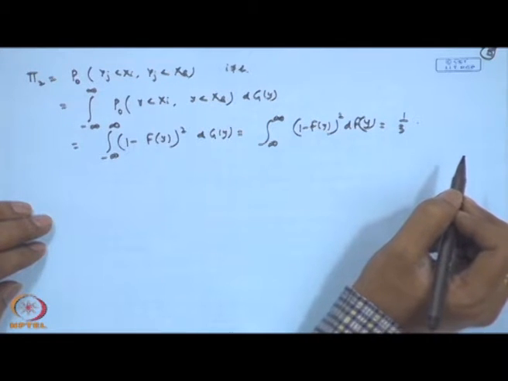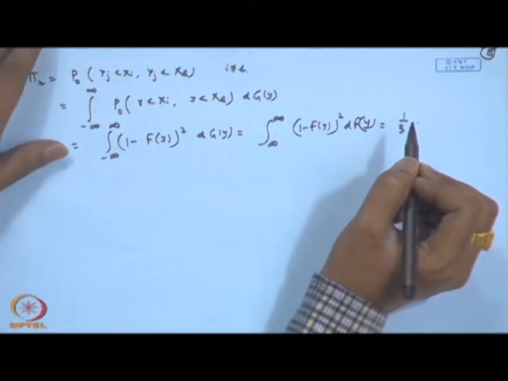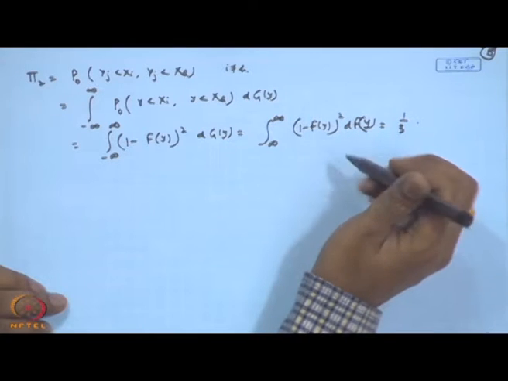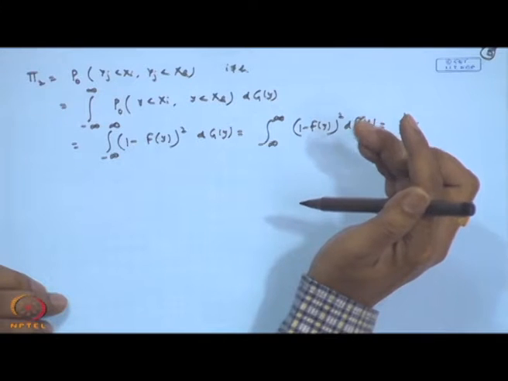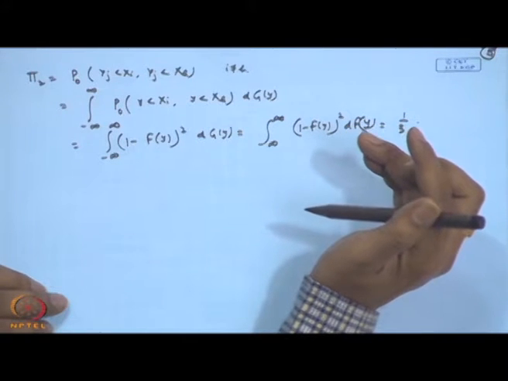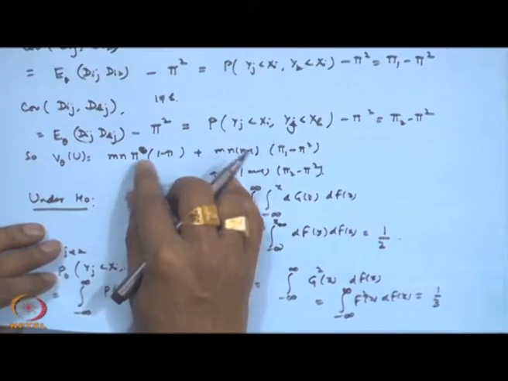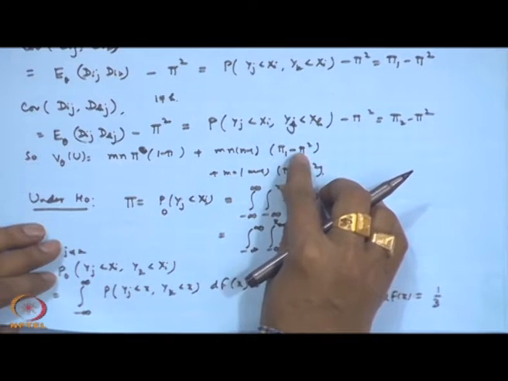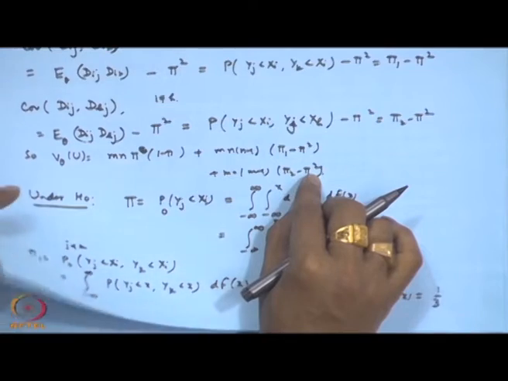So, under the null hypothesis, when f is equal to g, the value of pi is half, the value of pi 1 is 1 by 3, and the value of pi 2 is also equal to 1 by 3. And we can look at the expressions here, 1 by 3 minus 1 by 4. If I substitute pi equal to half, then this becomes mn by 4. This value will become 1 by 3 minus 1 by 4, that is equal to 1 by 12, and here also it will become 1 by 3 minus 1 by 4, which is 1 by 12. So, we can simplify.